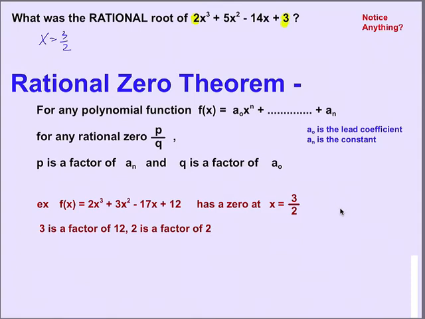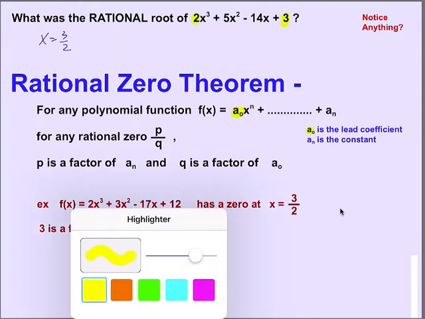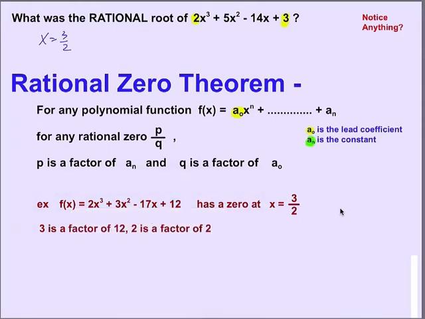I don't want you to get too caught up in the language of this theorem. It sounds more confusing than it really is. It's not a very tricky idea. For any polynomial function, and don't get too caught up in this, this is just some polynomial where I don't have any numbers. I don't know what degree it is. I don't know what the coefficients are. I don't know how many terms there are. It doesn't matter. This is just any polynomial where a sub 0 is the lead coefficient, this thing out here, and a sub n is the constant at the end. That's all that really matters to us.